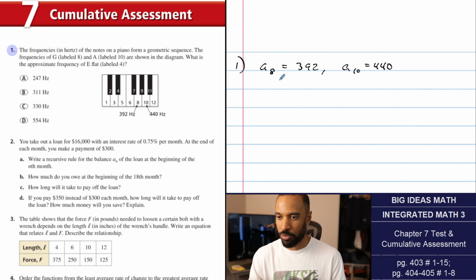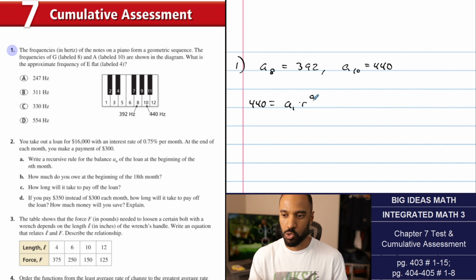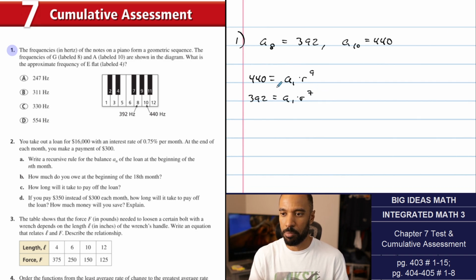That is an E flat. Okay, so we want to find out what a sub 4 is. In order to do that, let's come up with the rule. Set up a system of equations. 10 minus 1 is 9. 8 minus 1 is 7. I'm going to use the elimination method and divide out.